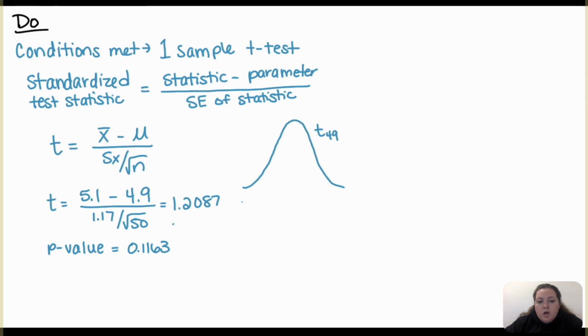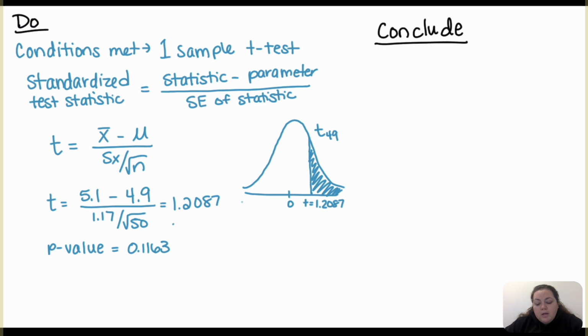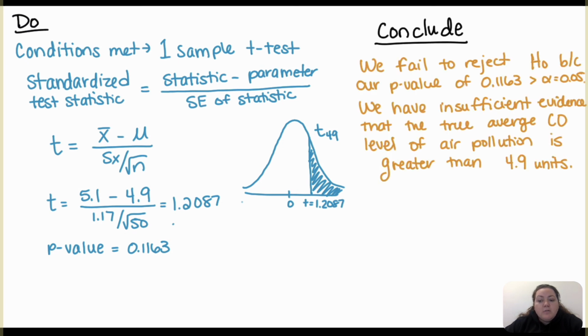All right, I'm going to draw my t distribution. This is not a normal distribution, so this is a t distribution with 49 degrees of freedom. The mean is at 0. I'm going to mark my t score of 1.2087. It was a greater than test, so I'm shading above. My conclusion, we failed to reject the null hypothesis because our p-value of 0.1163 is greater than our alpha value of 0.05. We have insufficient evidence that the true average carbon monoxide level of air pollution is greater than 4.9 units.